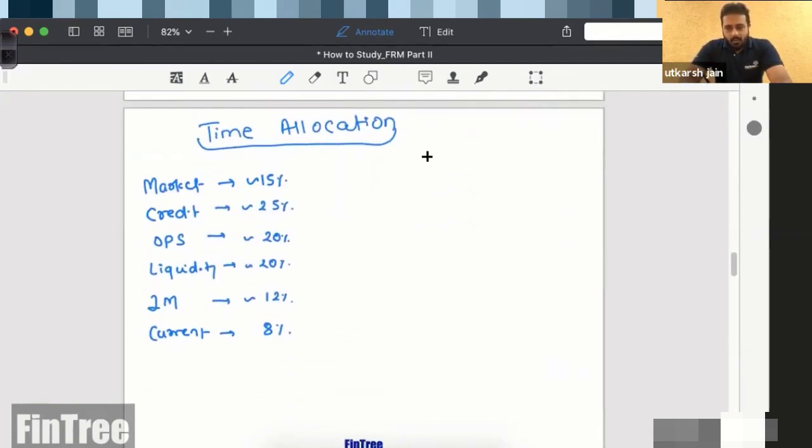Now, how do you want to allocate the time? So I took the calculation of number of hours of videos which are there on FinTree system, number of pages which are there in GARP or Schweser, and the level of difficulty. And I applied some sort of a rating mechanism on it. And then based on that, I came up with this sort of time allocation, that on an average, this would be a very optimum allocation of your time.